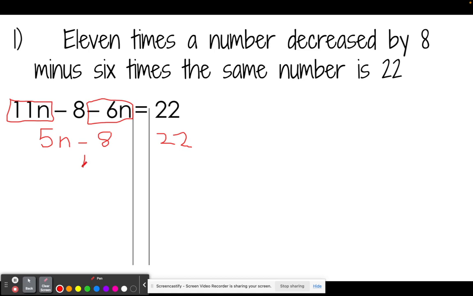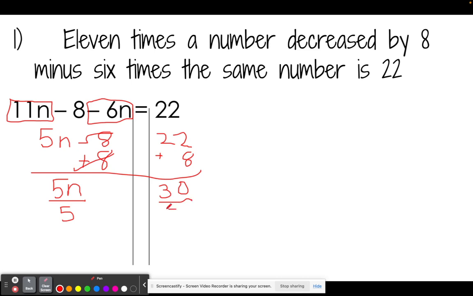Let's just add 8 to both sides. Send home our acquaintances, as we like to say. And we are left with 5n. My 8's have canceled out. Equals 30. Final step. Let's divide by 5. And n will equal 6.